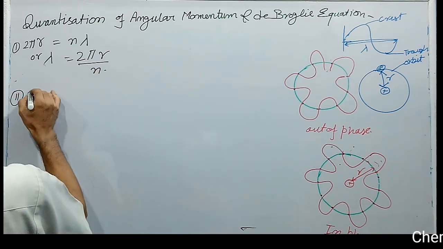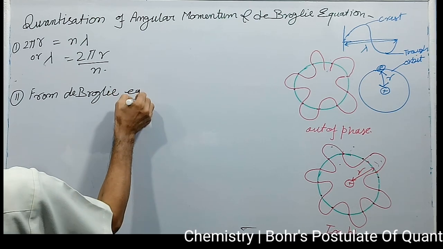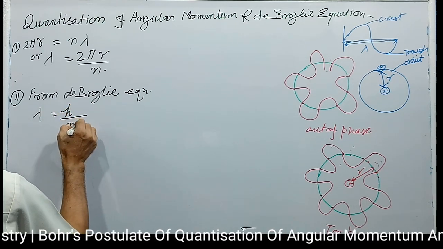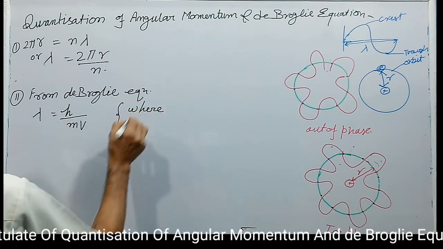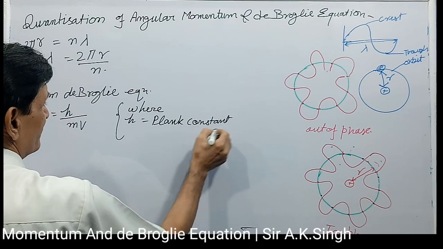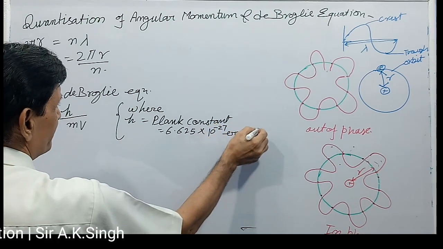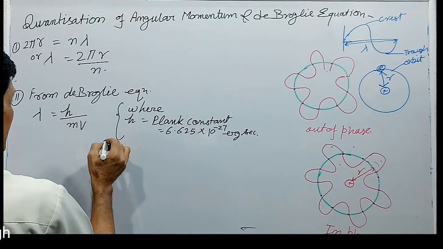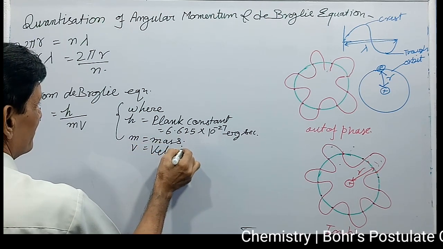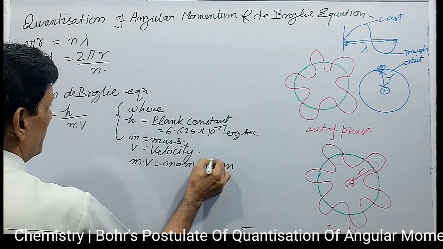Second point, from the de Broglie equation, lambda equals h by mv, where h equals the Planck constant, whose value is 6.625 into 10 to the power minus 27 erg second, m equals the mass of the electron, v equals velocity, and mv equals momentum.